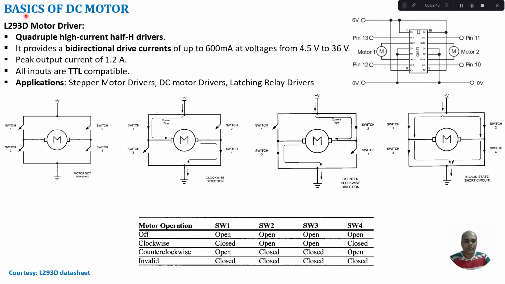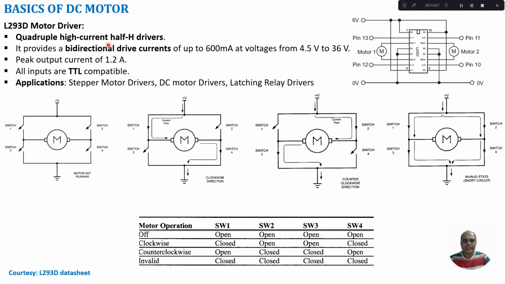So one such motor driver which we are going to discuss is the L293D motor driver. It is a quadruple high current half H driver. This half H driver is mainly used for bidirectional flow of current to the motor, thereby the change in direction of rotation of the motor can be achieved.